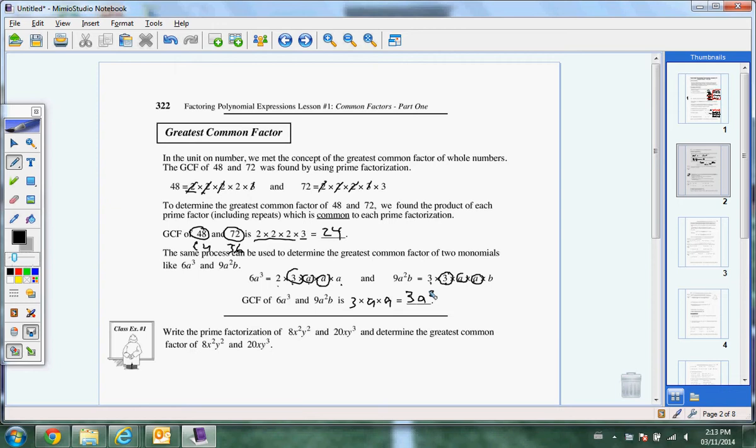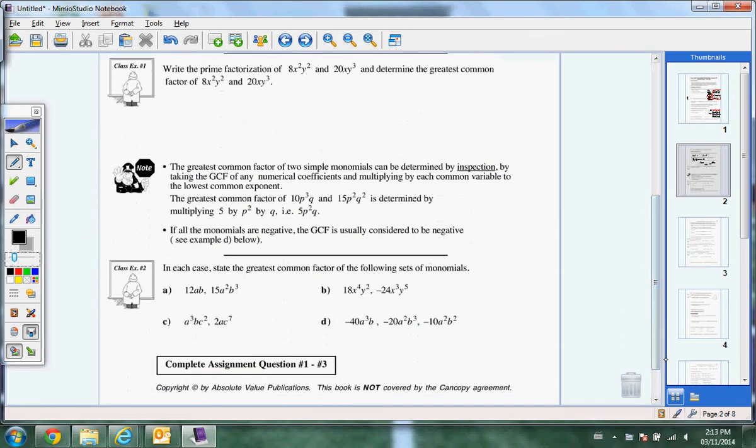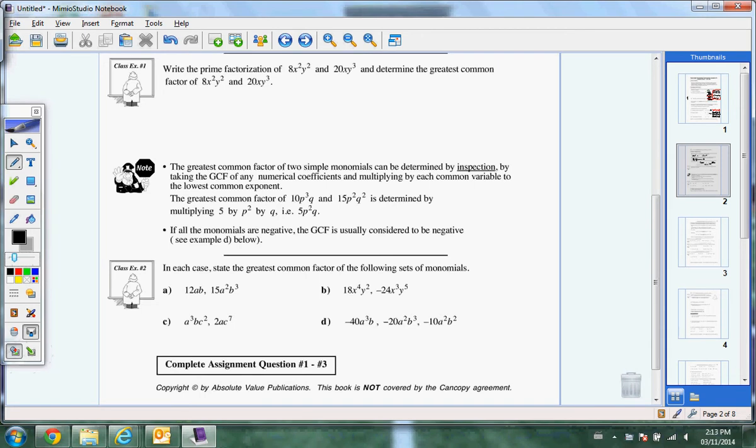Okay, we'll go through a couple examples here, and then I'll pause so you guys have a chance to practice. Maybe ask some more questions. So let's do these examples, and then we'll try some practice problems. Okay, so write the prime factorization of 8x squared y squared and 20xy cubed, and determine the greatest common factor of 8x2y2 and 20xy3. So I want you to write them out and do the prime factorization, where you tree it out. You just break it all the way down.